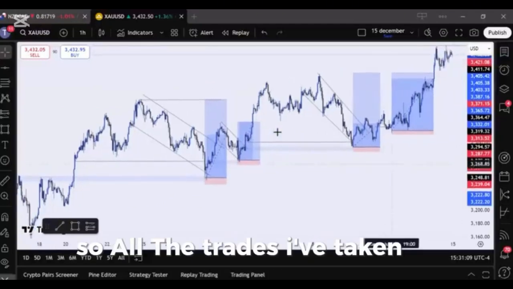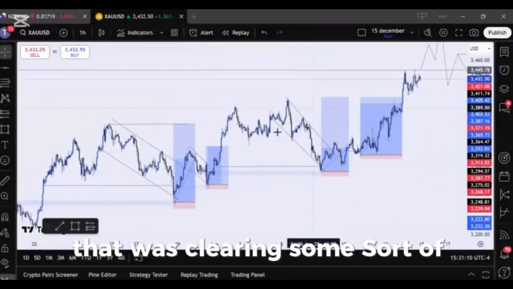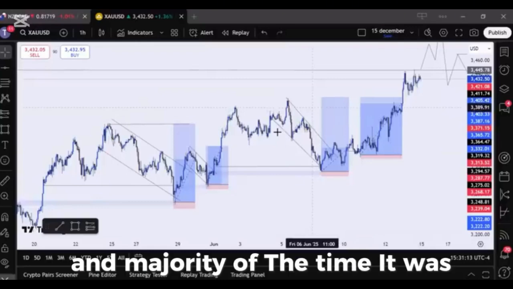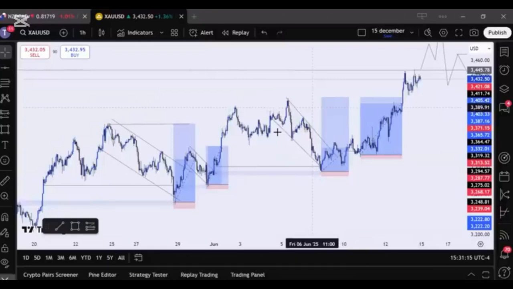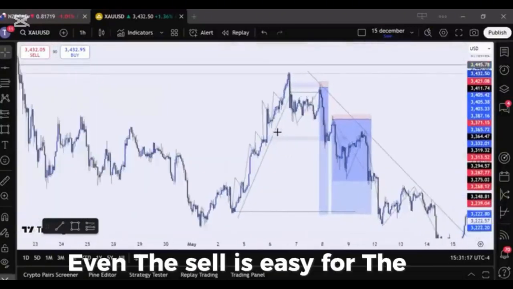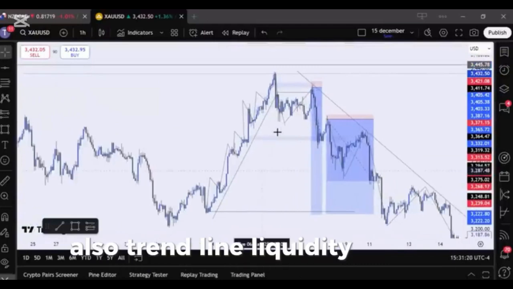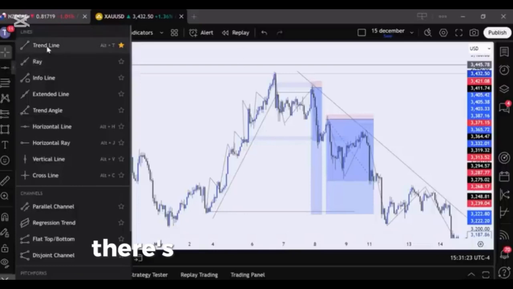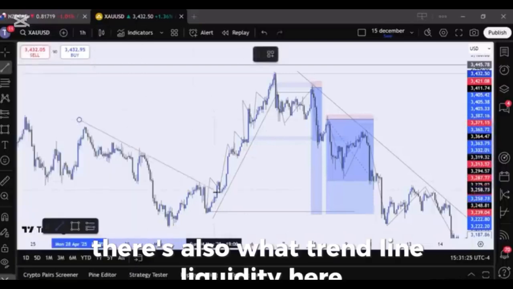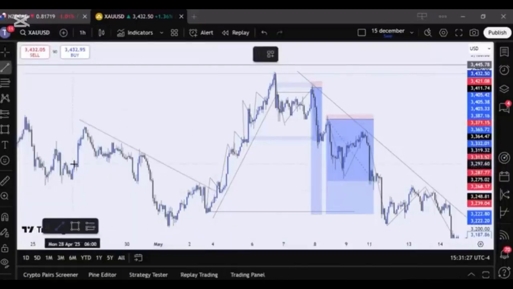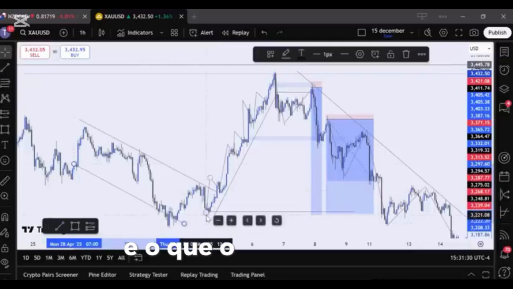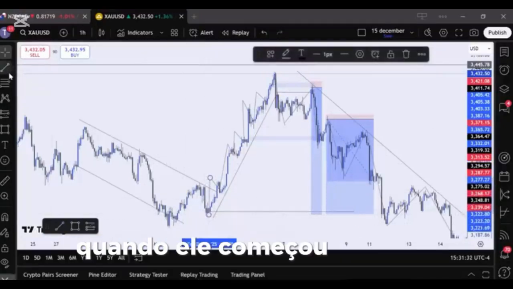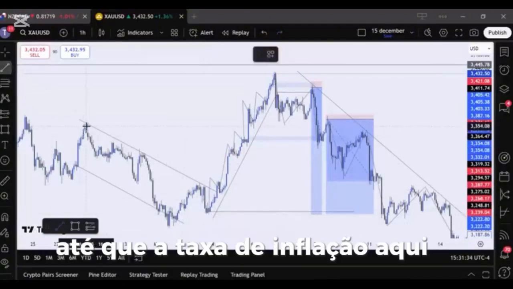So all the trades I've taken were aimed at clearing some sort of liquidity, and majority of the time it's trend line liquidity. Even the sell, this is for the sell, also trend line liquidity for this downside here. In fact, when market started buying to the upside here, there's also trend line liquidity here. And what the market did eventually when it started reversing, it reversed until that trend line liquidity here got taken out.